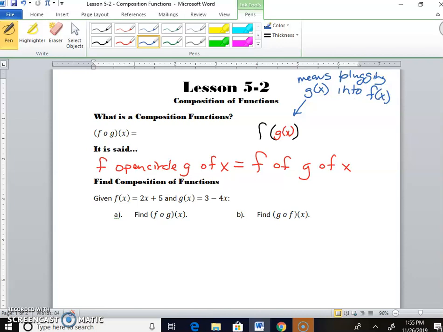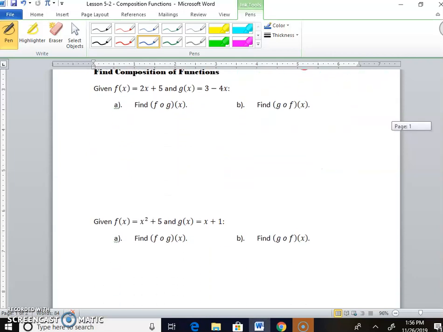So in the past, we've had numbers in there, and if there was a number in there on our f, then we plugged in that number for all of our x's. But now, instead of plugging in a number, you're going to be taking a function and plugging that into another function. If I look down below, we've got a few practice problems. One says, given f of x equals 2x plus 5 and g of x equals 3 minus 4x, find f open circle g of x.